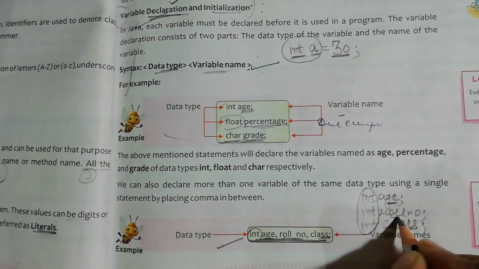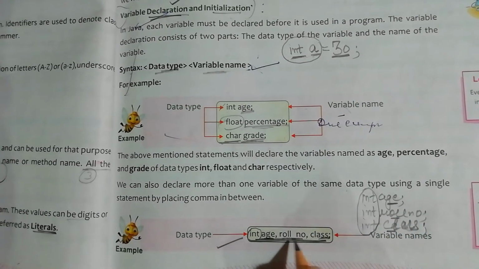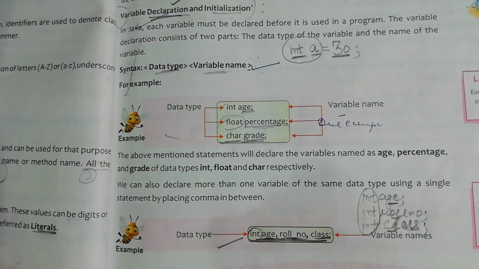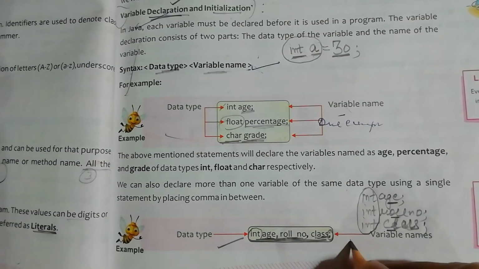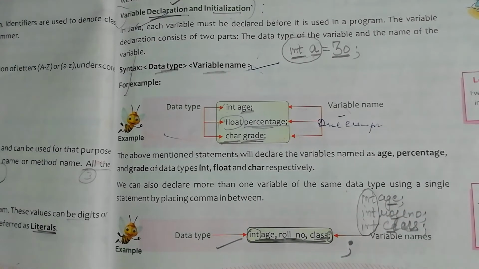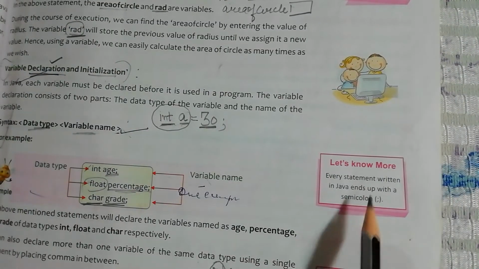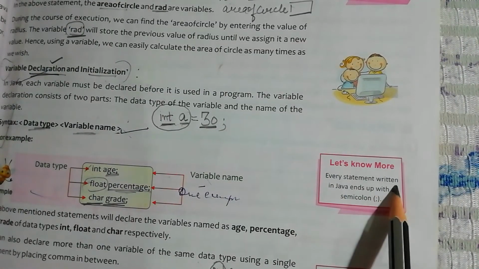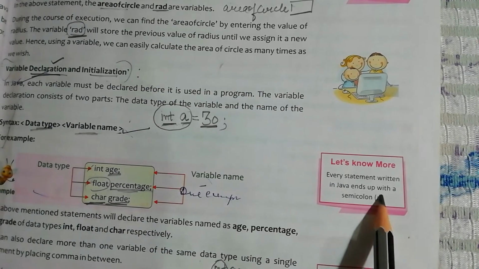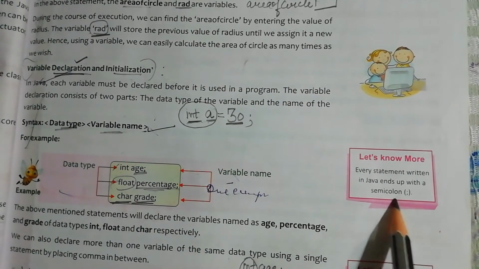Now you have written 3 variables, and each variable must be different from the other with the help of these commas, and after that this semicolon. It is very important. It is the termination operator. We use it for termination. So we have a note here. Every statement written in Java ends with a semicolon.